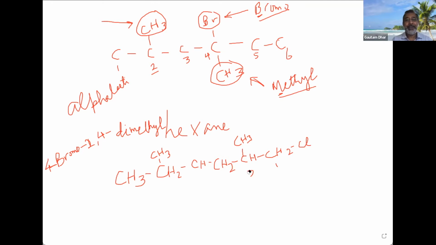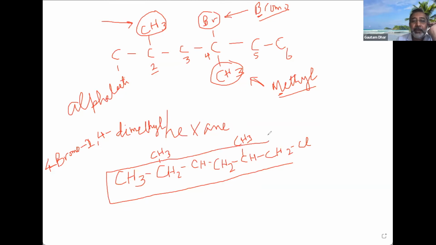You do it. Yeah. So look at the rules and try to name this compound. Yeah, it's easy. So, which is the longest chain? It's seven. So this is the longest chain. It's going to be hept.